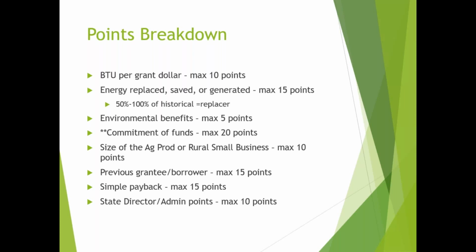So if you're doing a solar PV project that's saving kilowatt hours and someone else is doing an insulation project that's going to save therms of natural gas, it would be hard to compare those like that. So they convert them all to a common denominator so that they can be more easily compared. That's a maximum of 10 points per grant dollar. Basically, the more you save in energy per dollar that you're asking for, the more points you're going to get there. Energy replaced, saved, or generated, that's a maximum of 15 points. Basically, the more energy that is replaced or saved or generated, again, per grant dollar, the higher the points you're going to get.